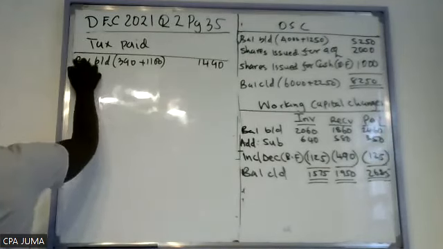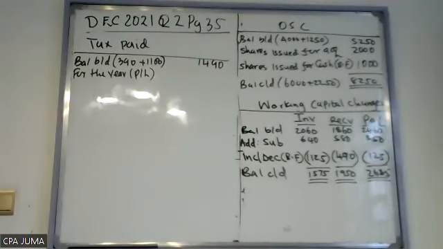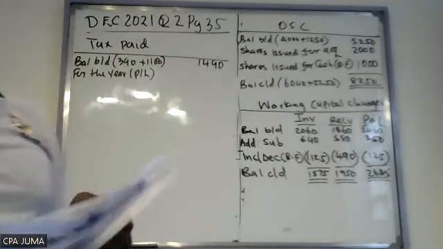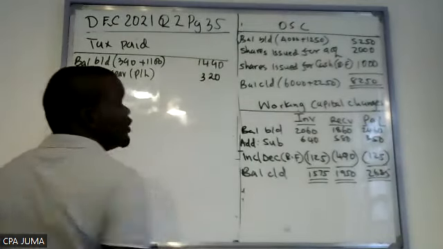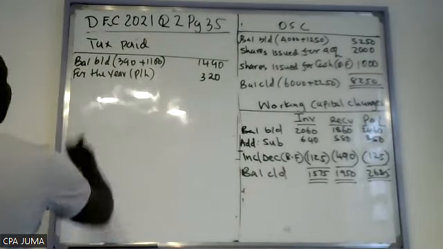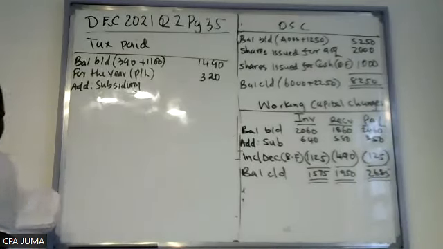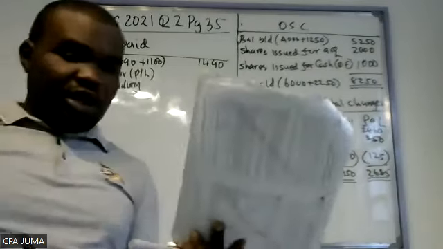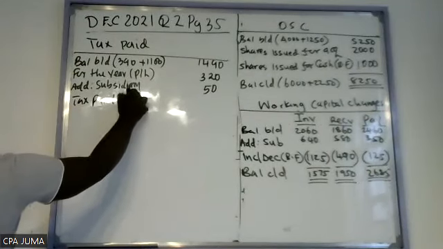For the year, check the profit and loss accounts. Let's go to P&L, income tax expense. In the profit account, check well, you will see 320 somewhere there. Subsidiary, you add. The subsidiary also came with tax. Don't forget the subsidiary. They came with tax of 50. The balancing figure is the tax paid. So tax paid is going to be your balancing figure here.